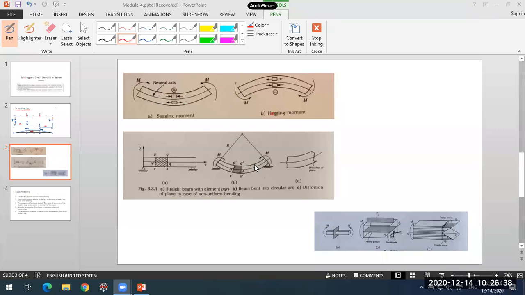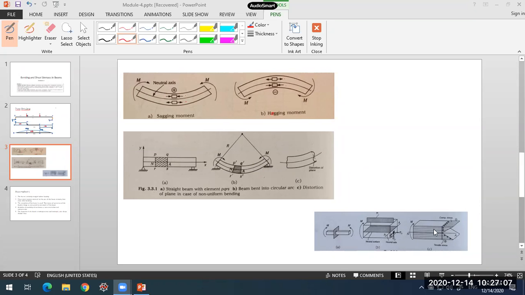Due to the application of load, it will experience bending. It may experience sagging bending or hogging bending, any type of bending. But it will bend into a curvature. This is the radius of curvature, and it will bend into a curved form over here. And you see here the stresses shown. We'll study this, and right now you don't worry about this particular part.